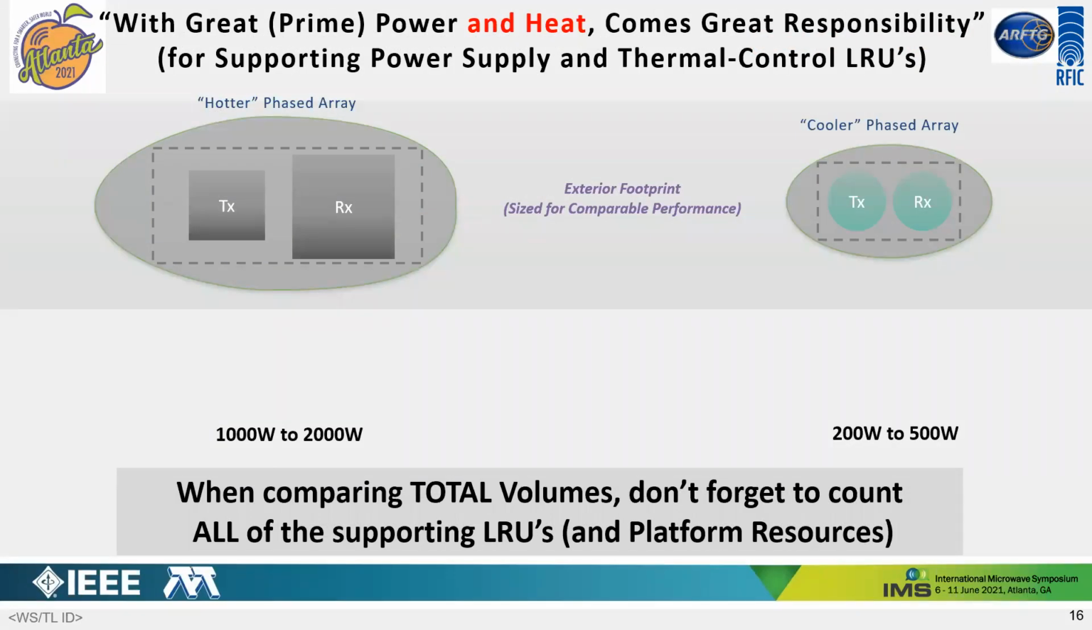And these higher prime power and LRU demands can drive up total system volume and weight, particularly when you consider external support equipment such as power supplies, beam steering computers, and in some cases, separate thermal conditioning units. Here's an example contrasting a hotter phased array dissipating 1,000 to 2,000 watts to a cooler phased array requiring only 200 to 500 watts. As you might suspect, power added efficiency in the HPA and the power consumed by the LNAs is highly leveraged, i.e. valued in consideration of these power demands.